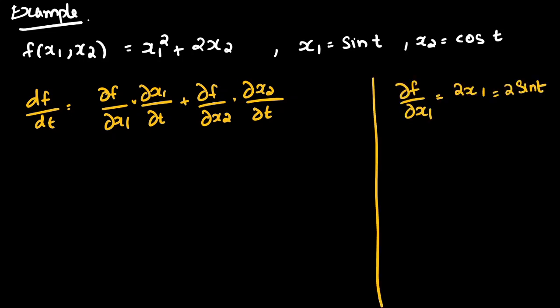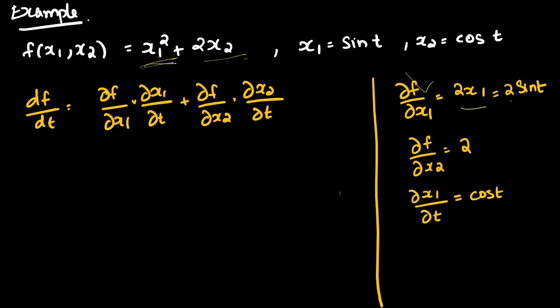First of all, dou f by dou x1. Here x2 will be a constant and the x1 square term will be written like this, 2x1. And what is x1? X1 is sin t. So substitute for that, 2 sin t. And dou f by dou x2, here x1 should be kept as a constant. So this term will be 0 and this term will be equal to 2. Then dou x1 by dou t, the derivative of sin t will be cos t. Then dou x2 by dou t, that is the derivative of cos, which will be minus sin t.